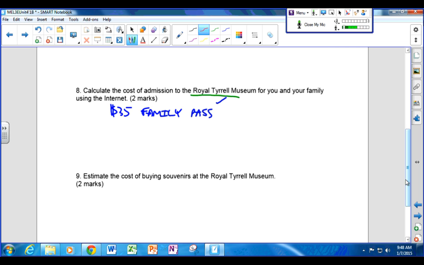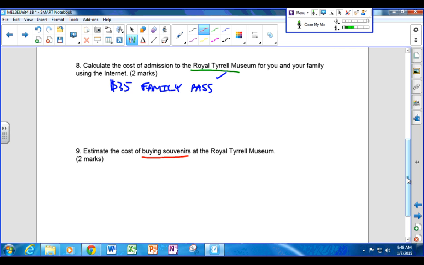But now buying souvenirs is a bit optional, right? Because at the end of the tour, there's a gift shop, and they're going to sell you a stuffed dinosaur, and they're going to sell you a plastic model of a dinosaur. They're going to sell you a dinosaur skeleton model, stuff like that, right? So how much is that going to cost, right? Is it even possible to work out how much that's going to be in advance?